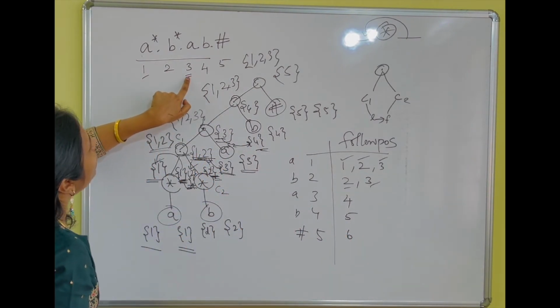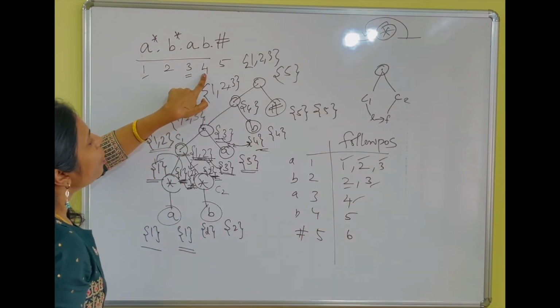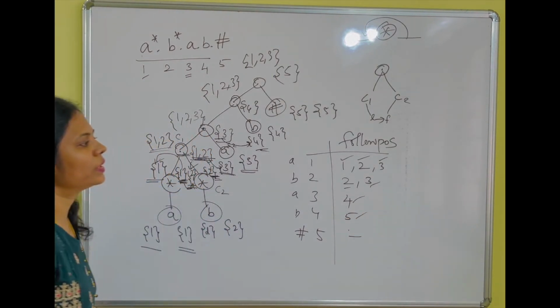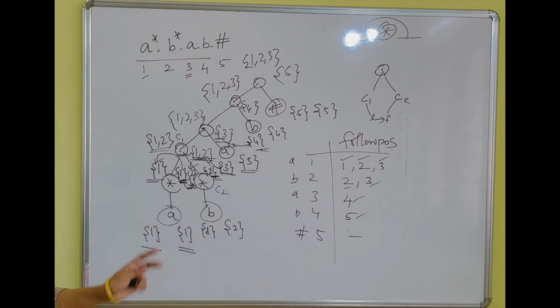Similarly, for 3, the follow question should be 4 only, so we have written 4. Similarly, for 4, it's 5 only. Okay, so the last is the end. That's it. So this is how we do the follow question. You can also cross verify whether you have done it correctly.